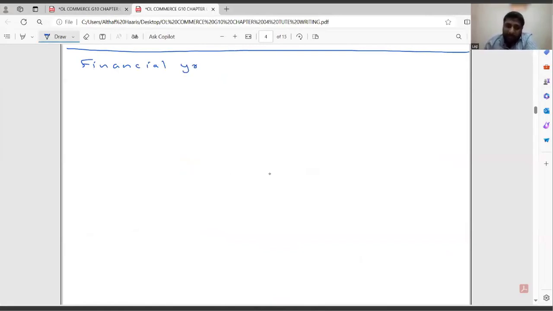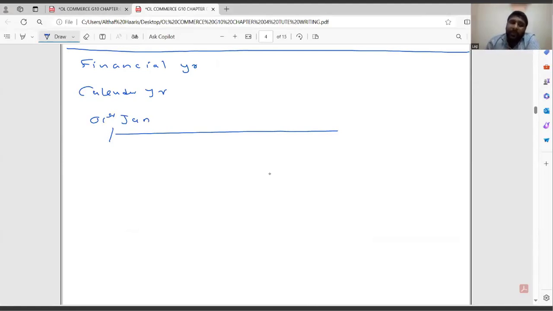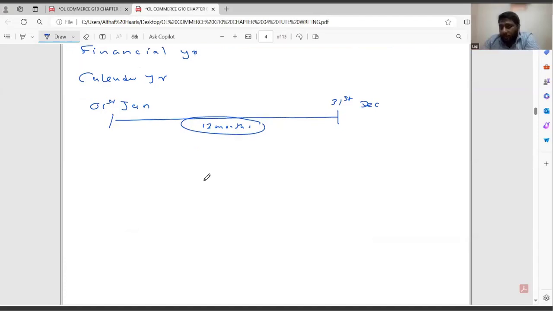As per the English calendar, what is the starting date of the calendar year? 1st January. If it is a year, how many months are there? 12 months. Then what is the last date of the calendar year? 31st December.